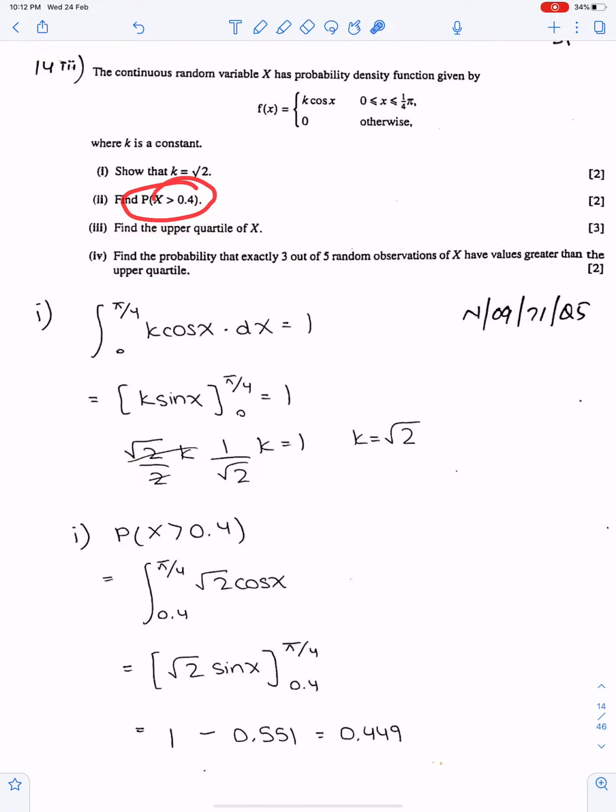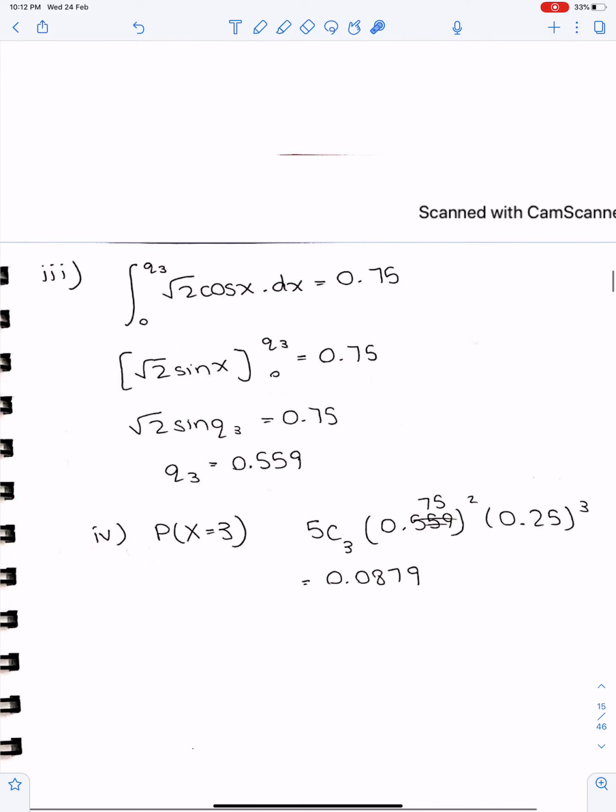So greater than 0.4 is simple. 0.4 is the lower limit, and the upper limit is pi by 4. And this is very simple to integrate. Now we need the upper quartile. You all know the probability for the upper quartile is 0.75. So this is the lower limit, this is the upper limit, and this is 0.75. Now the last part.